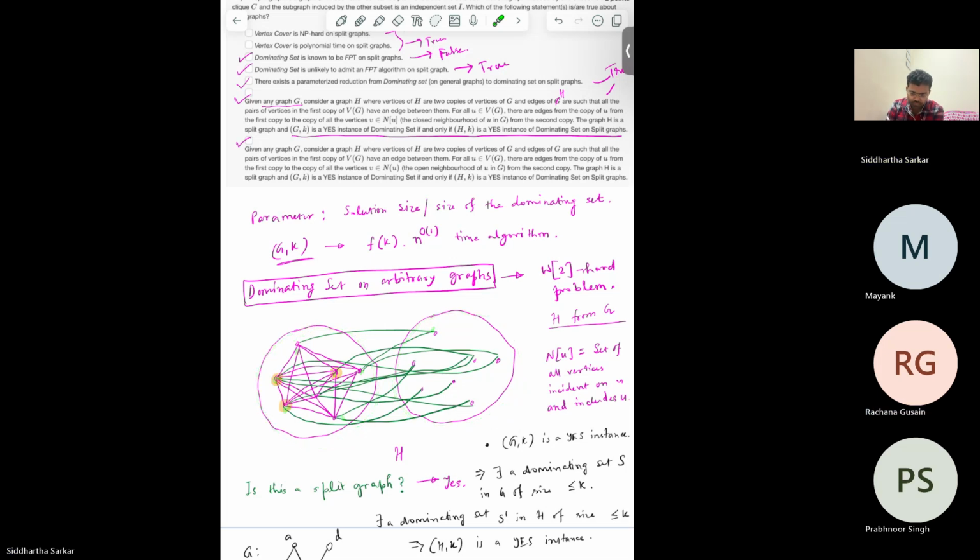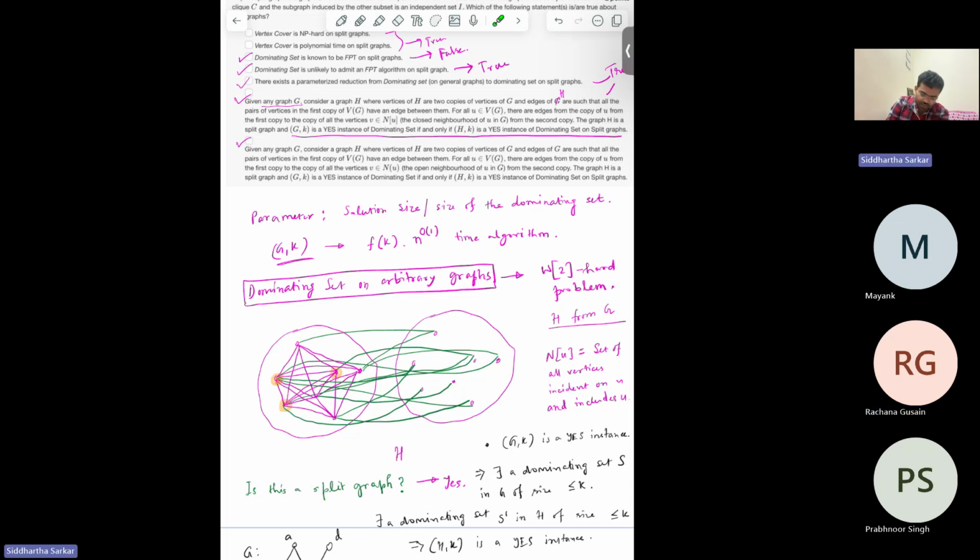You make one set a clique, and the other set an independent set. So they make a clique on one side, and the other side is an independent set. Now to encapsulate the edge relationships in the original graph, they draw some crossing edges.